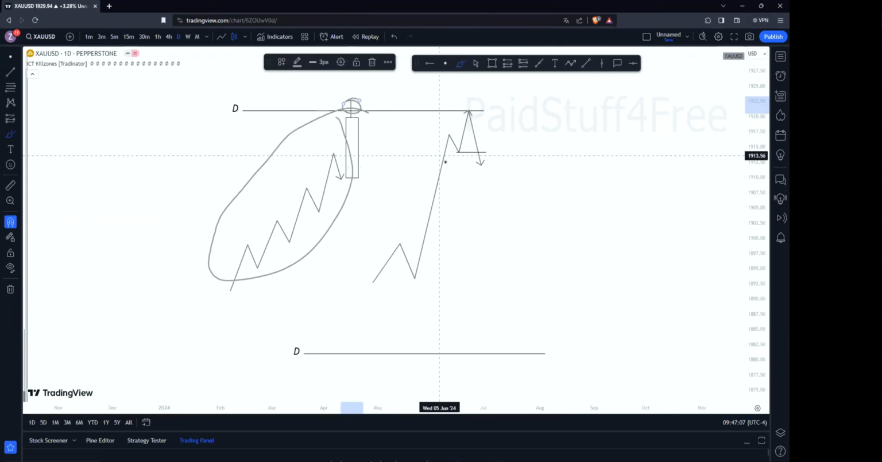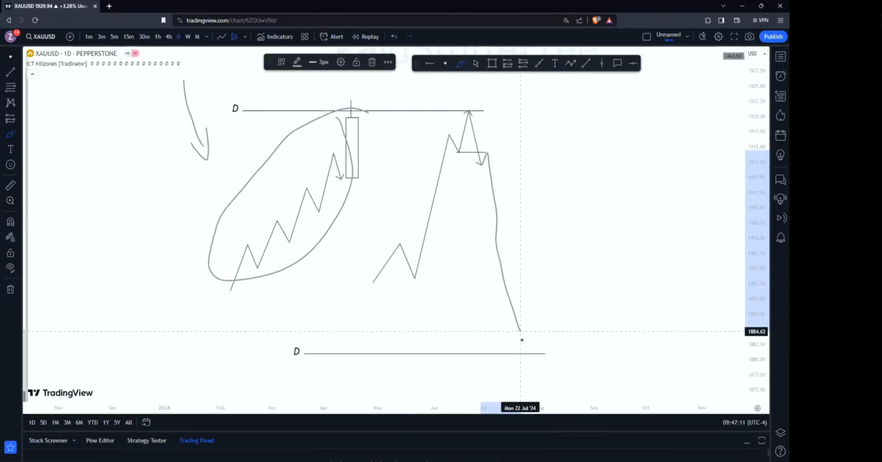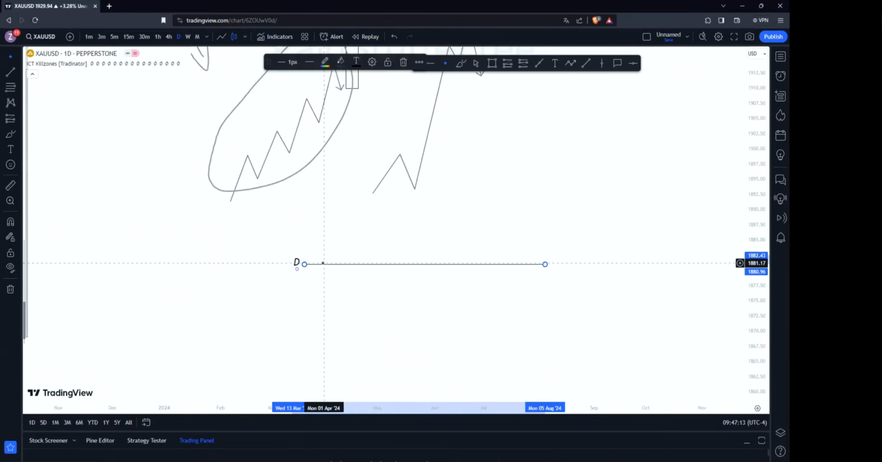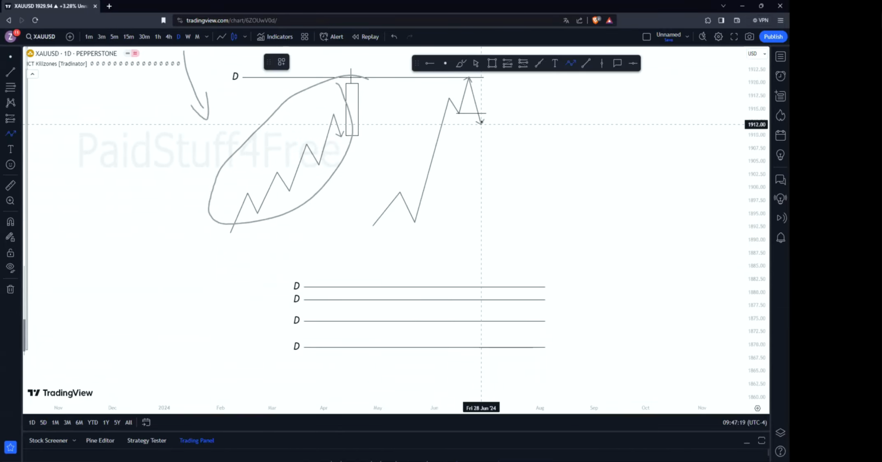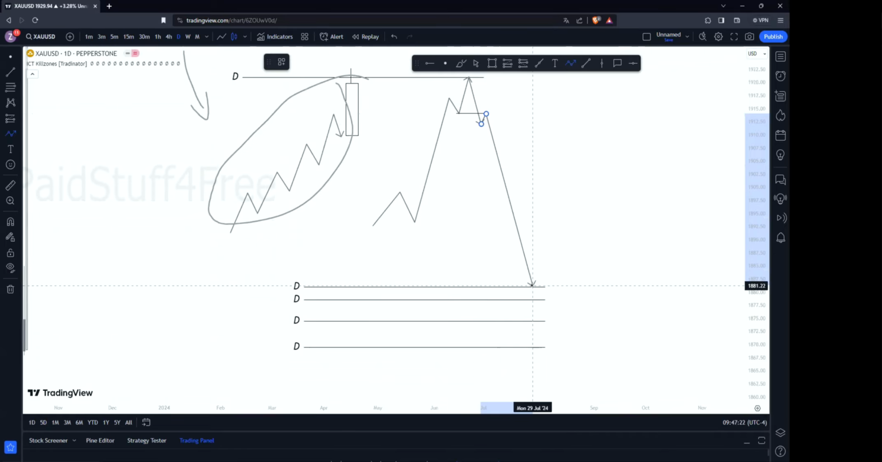And the daily rejection, the daily storyline is officially bearish, and we are at least going to the next daily, right? We will have so many dailies. We will have this daily, this daily, this daily, this daily. Where is the closest daily? The closest daily is right here. So our expectation should be just here, okay?